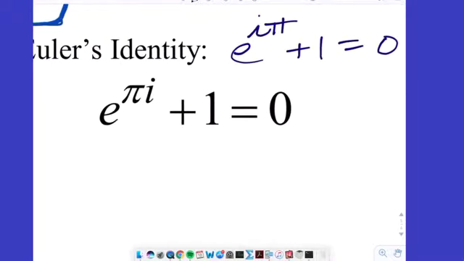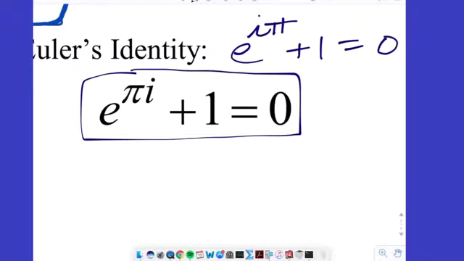So, yes, this is i as in the imaginary unit. So this is kind of a mystical equation. First of all, it's an identity, which means it's true. It's true for all values, right? It's a true statement. That's cool.